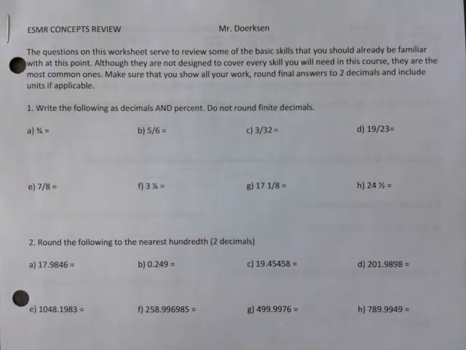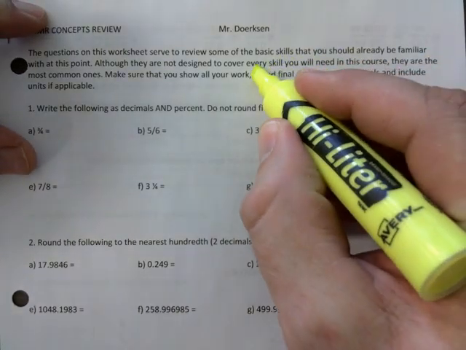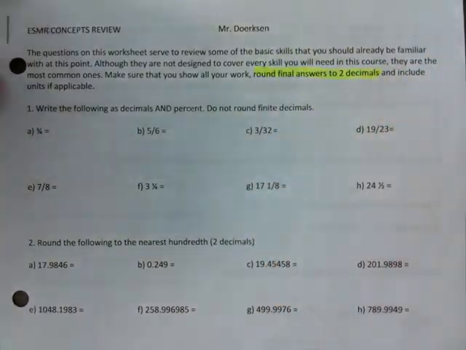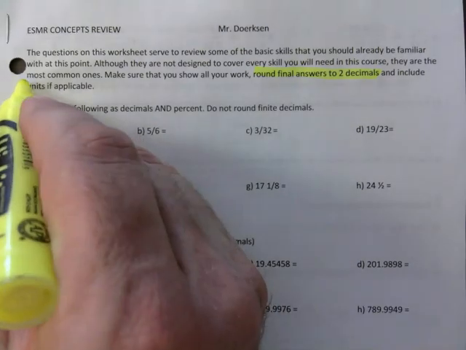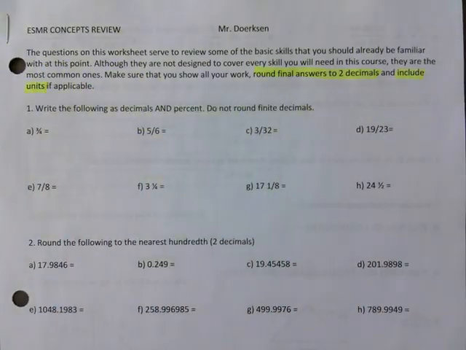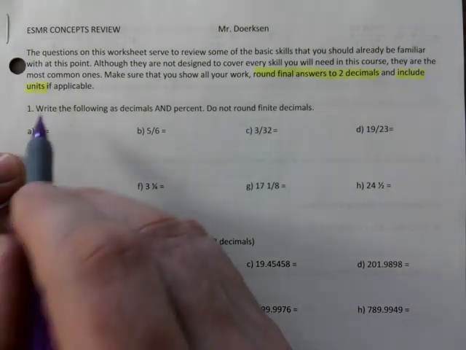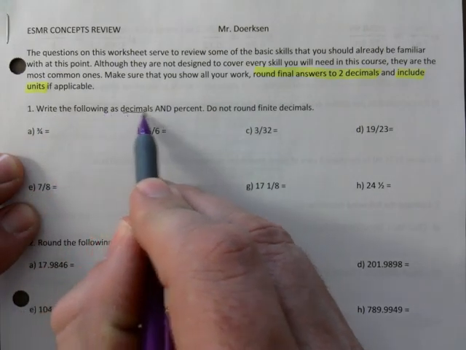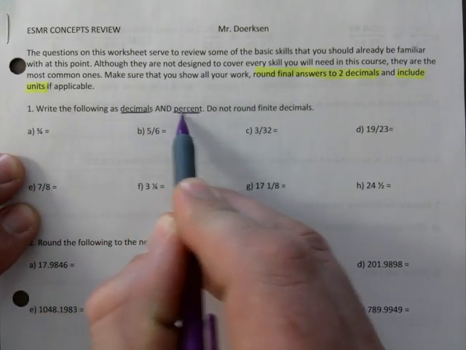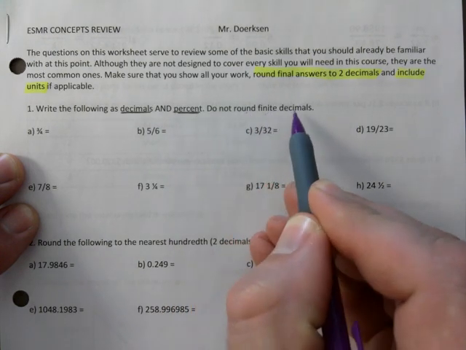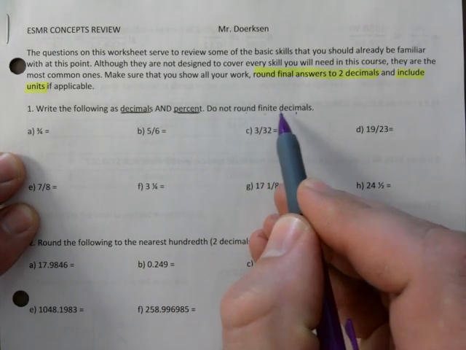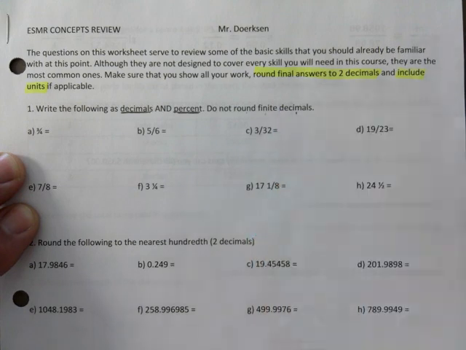One thing to remember is that we always round our final answers to 2 decimals, and that's final, right? And include units. That's also very important. You have to include units if applicable. So I guess the question will tell you whether or not there are. It says write the following as decimals and a percent. Do not round finite decimals. Finite decimals are obviously on your calculator, they end.